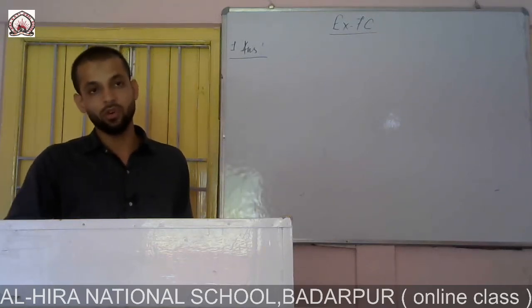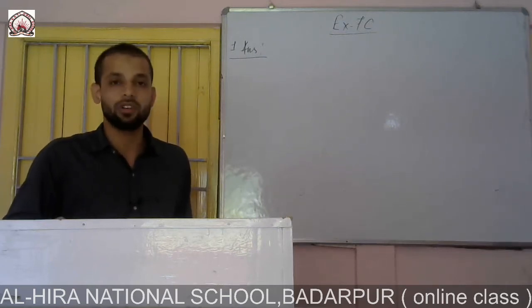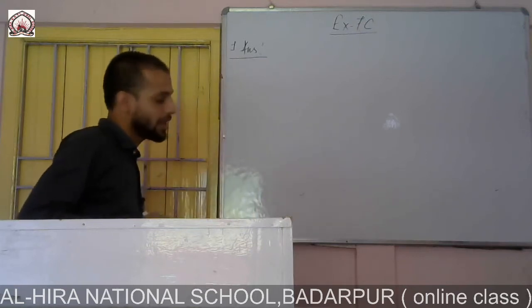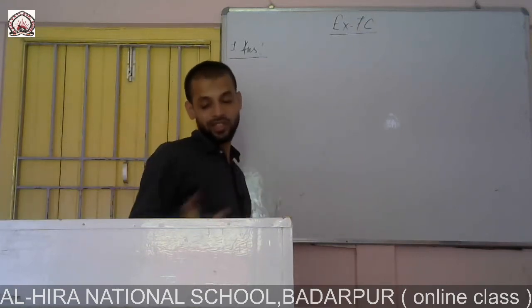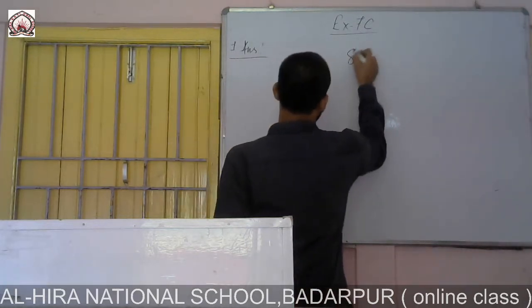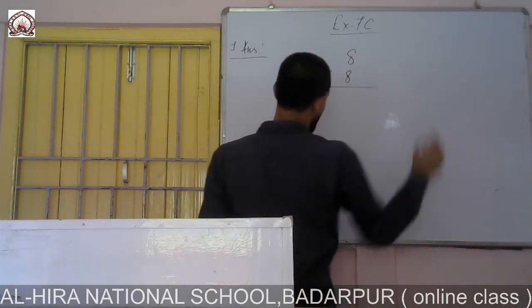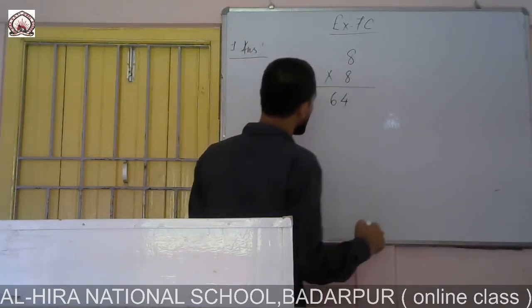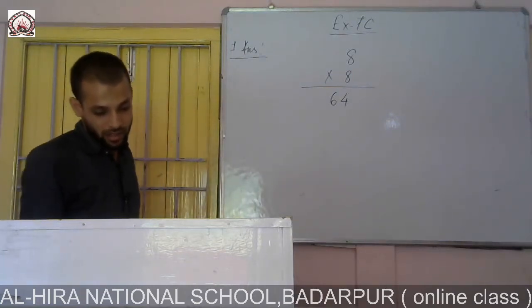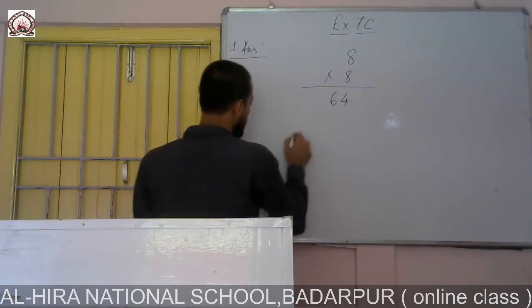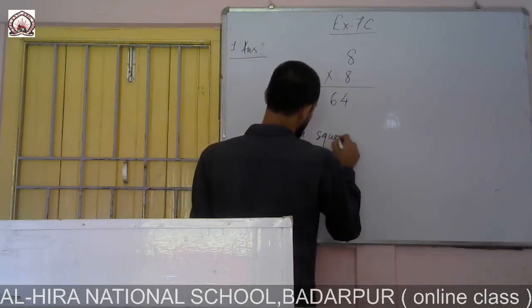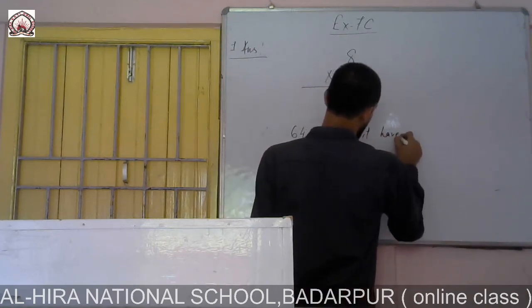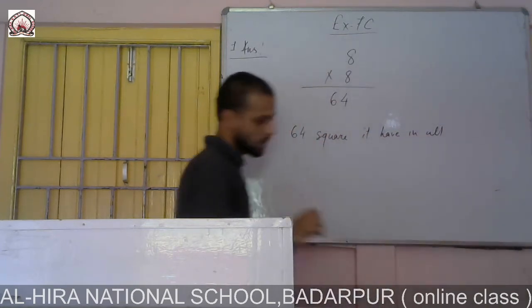So what do we have to do? We can do it by adding also, but it will take more time. So what we have to do? We have to multiply 8 by 8. On both sides we will get 8. So 8 into 8. So 8 8s are what? 8 8s are 64. So the answer is 64. So we can write: therefore 64 squares it has in all.